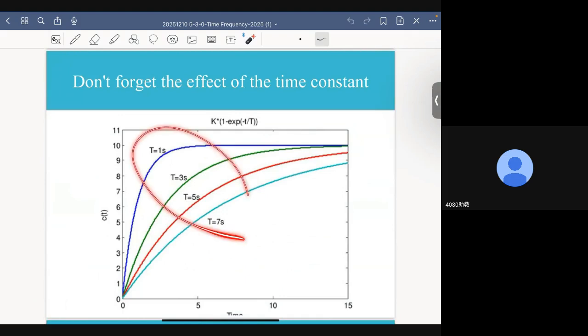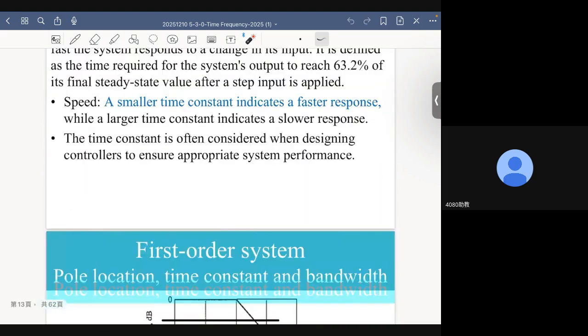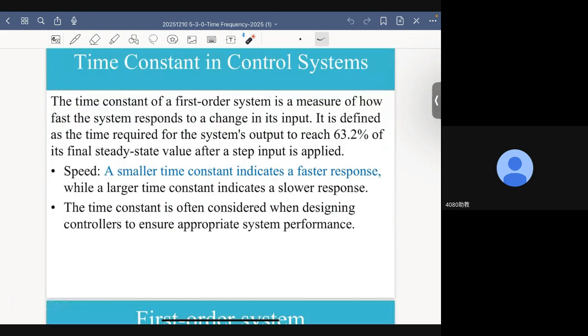Now, assume here in this particular page, T is actually tau, which is the time constant. And this is the unit step responses of first order systems with different time constants. As you can see, the smaller the time constant, the faster the unit step response. What is the time constant? The time constant of a first order system is a measure of how fast the system responds to a change in its input. Now, this statement, of course, refers to unit step response.